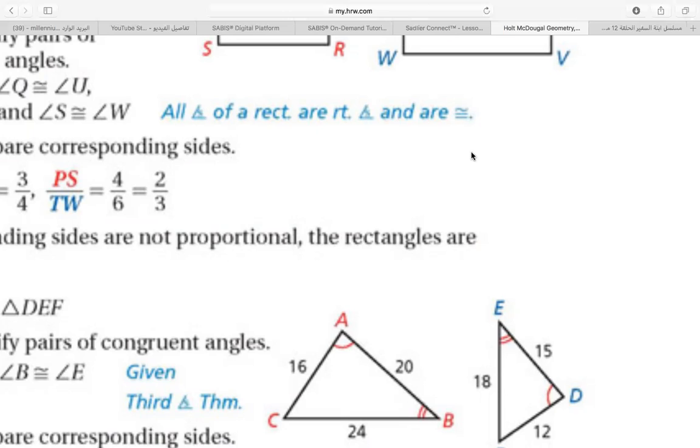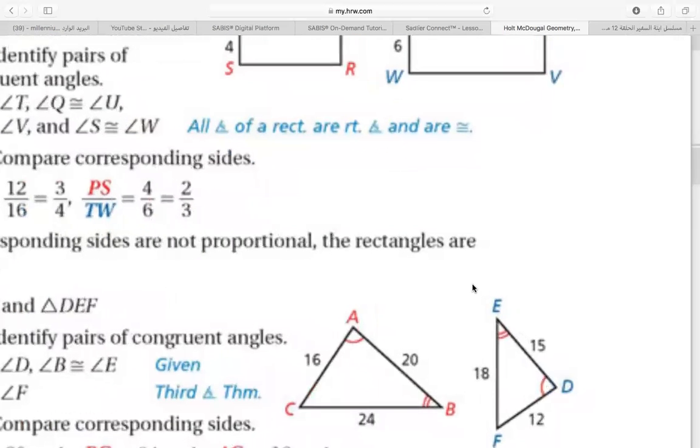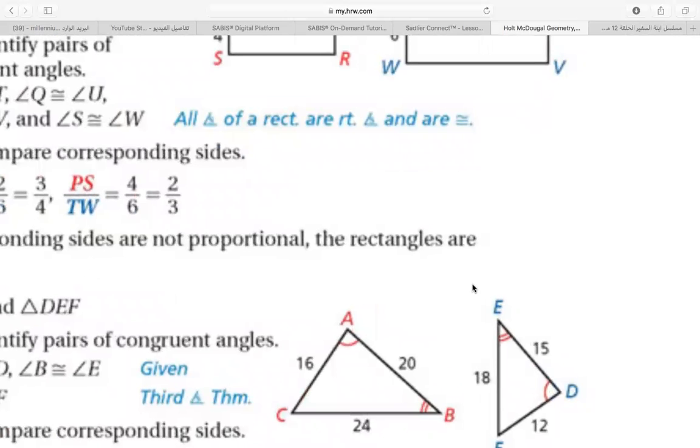Compare the sides of C and what is the other angle? F. 20 and 15. I don't want one of you to write 15 over 20. No, 20 over 15. Yes, why, Tala?